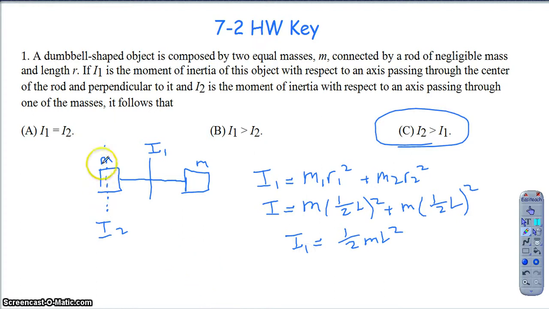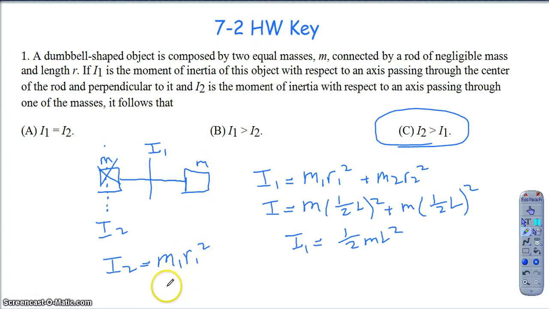So then for I2, well, let's just say that I chose the left-hand end to be my axis of rotation. Well, then this one wouldn't really cause any type of moment of inertia, right? Because its length, its radius would be 0. But for I2, I would have the full length for this guy. So it would come from just this mass over here, so m1 or m times r1 squared.